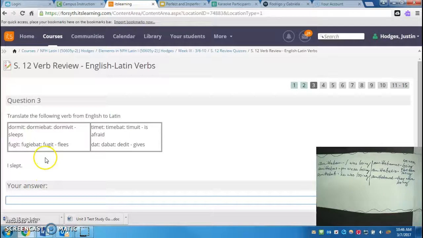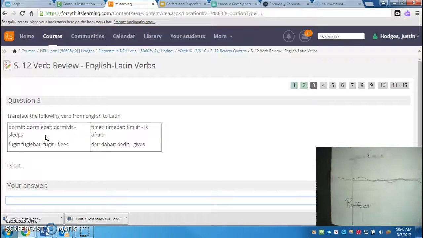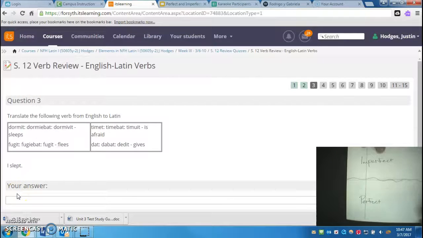I slept. Okay, well that doesn't have a was or were in it, so we know it's not imperfect. Let's see. I slept. Well, we know sleeps is dormit, dormiebat, dormivit. Slept. This is perfect tense. You can tell because it's happening in the past, but it doesn't have a was or were in front of it. So let's look at the perfect form.